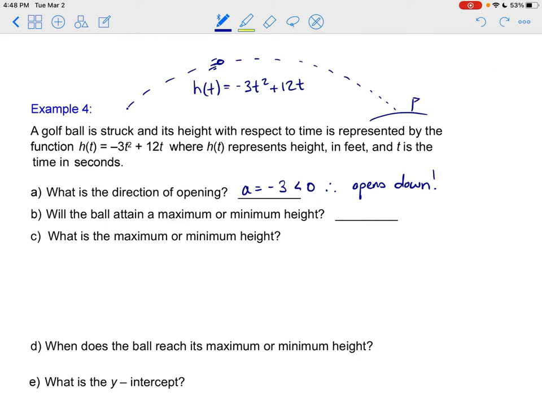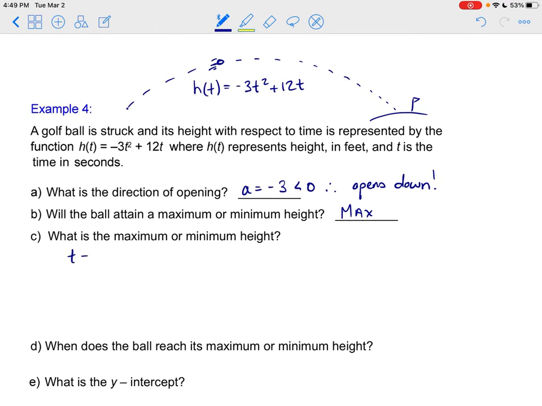So will the ball attain a maximum height or a minimum height? So it's going to hit a max, right? Technically the minimum height is wherever it's going to start or wherever it goes, depending on elevations, but it's going to reach a maximum height at the top of the arc there. And what is the maximum or minimum height? So we want to get the coordinate of the vertex here, the x-coordinate of the vertex.